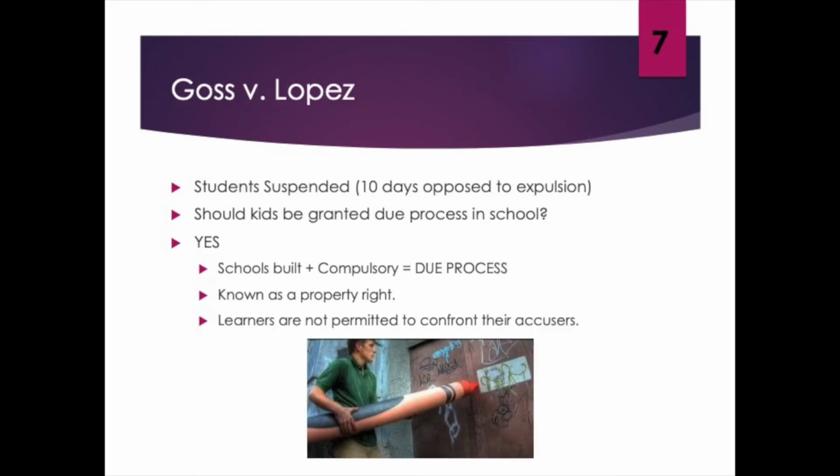What about your rights as students? What happens if you are suspended? Some of those questions were answered in the school suspension case of Dwight Lopez in Goss versus Lopez, who had been suspended for being in the wrong place at the wrong time, according to him.